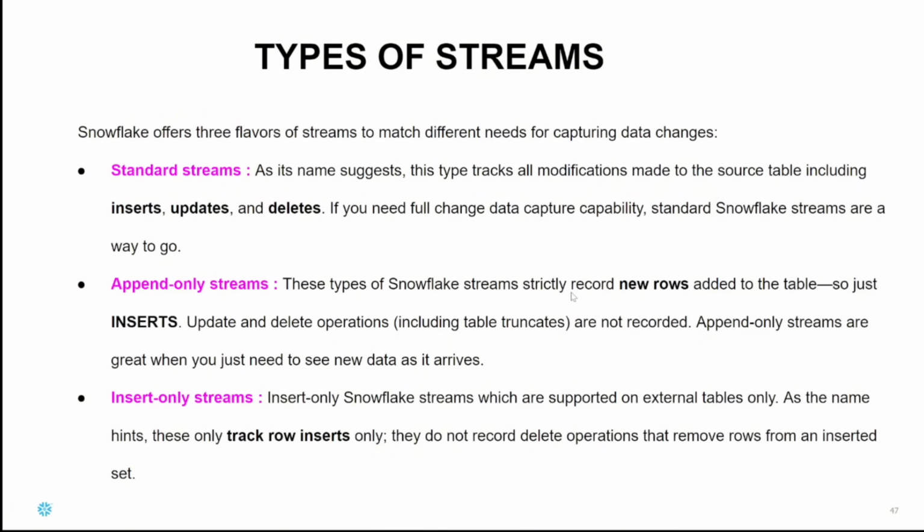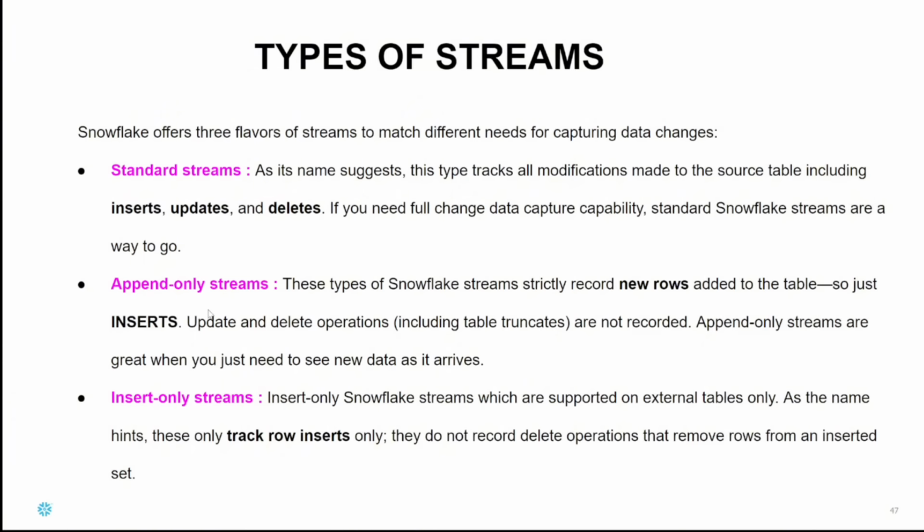Now let's see the different types of streams we have in Snowflake. Currently it has three flavors of streams to match different needs of data capturing inside Snowflake. The first we call a standard stream. As the name suggests, it tracks all the modifications happening to your source table, including any updates, inserts, or deletes. If you need a pipeline where you want to capture the full change data capture, then you could deploy a standard stream on top of your source table.